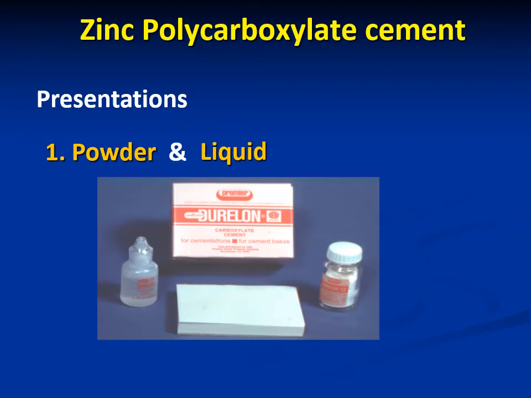It is presented as a powder and liquid, together with a paper pad. The paper pad is preferred for the mixing of zinc polycarboxylate cement over the glass slab because it is sticky, so it is easy to discard the paper which we mixed over it.